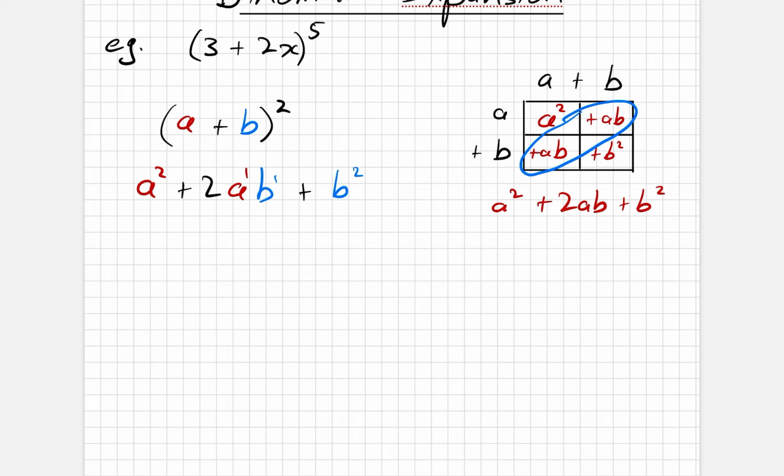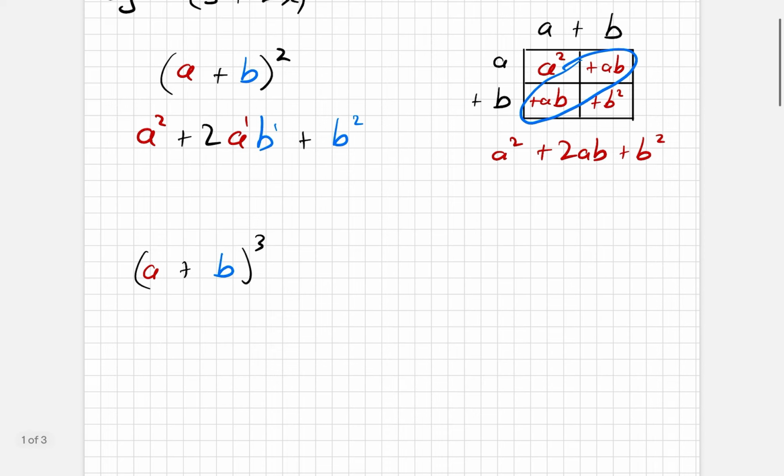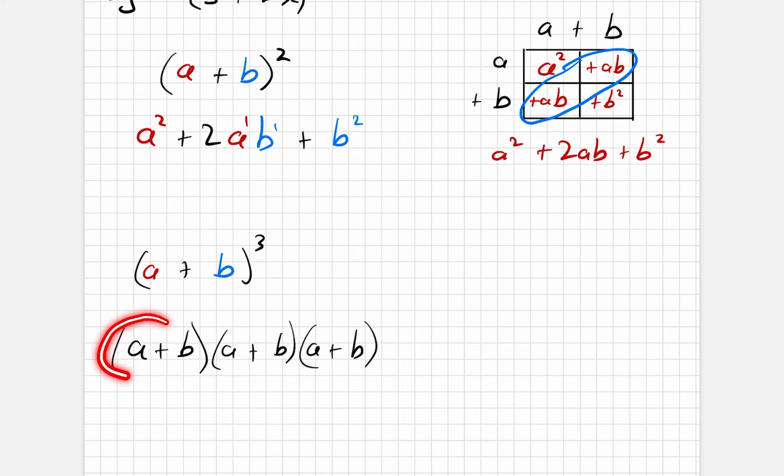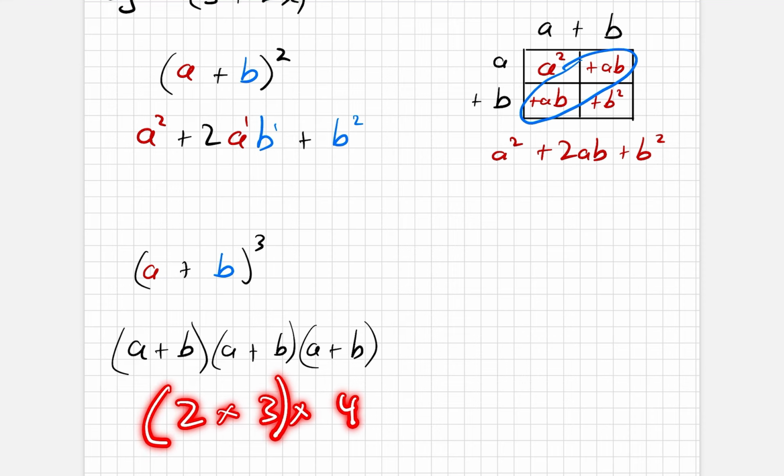So, now let's look at a plus b. And this time I'll do to the power of 3. So a plus b to the power of 3 means a plus b multiplied by a plus b multiplied by a plus b. So we can't do that all in one go. Usually when we are multiplying three things together, we'll multiply two of them together first and then multiply our answer by the last one. So for example, if we did 2 times 3 times 4, you'd probably do 2 times 3 first in your head to give you 6, and then multiply 6 by 4 to get 24.